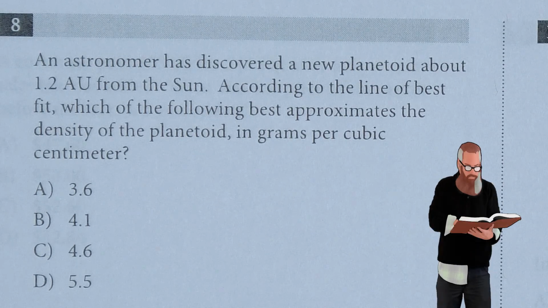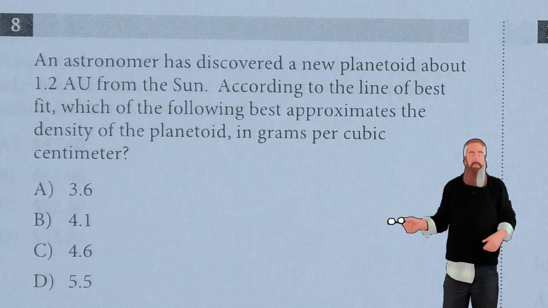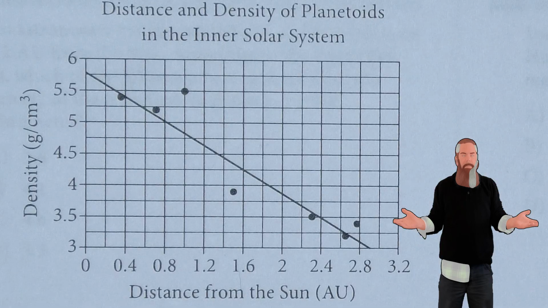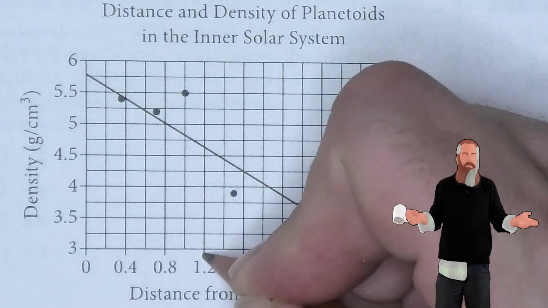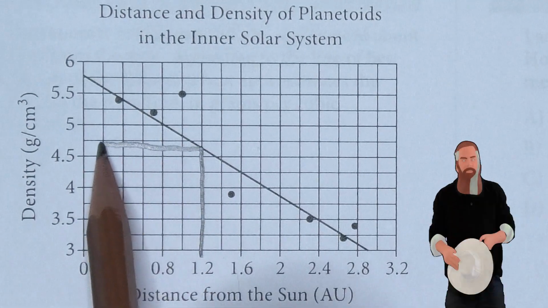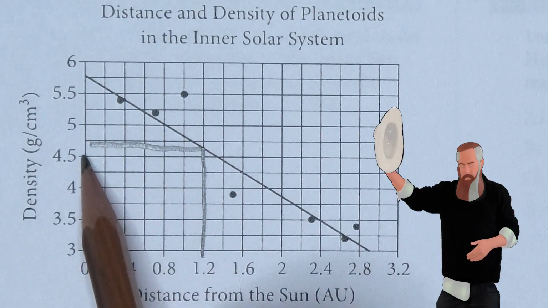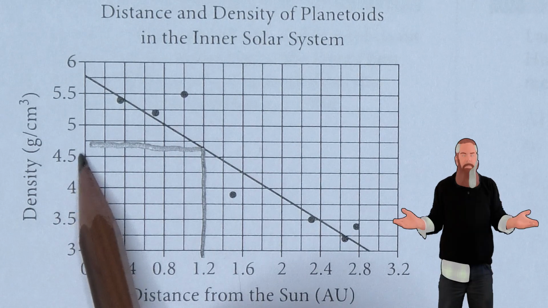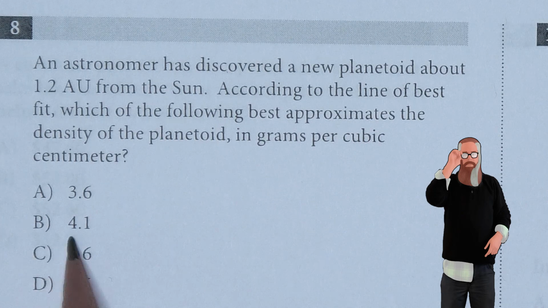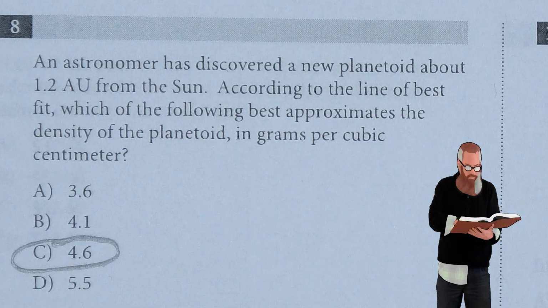An astronomer has discovered a new planetoid about 1.2 AU from the sun. According to the line of best fit, which of the following best approximates the density of the planetoid in grams per cubic centimeter? By looking at the graph, if I went to 1.2 and tracked that all the way up to this point, and then tracked it to the left, I can see it's going to be a little bit more than 4.5. Well, of these answers, the one that is a little more than 4.5 is 4.6, so C is the answer.